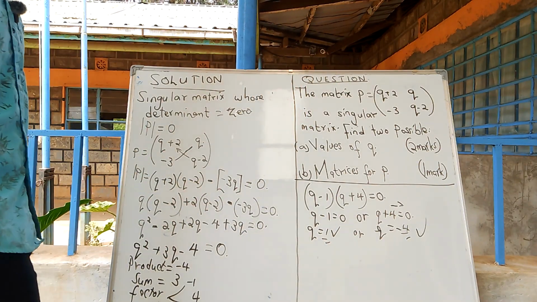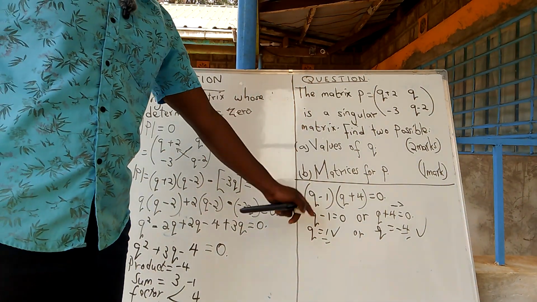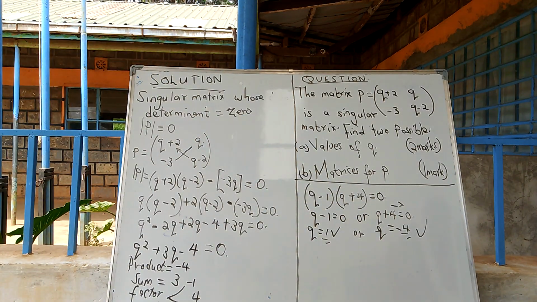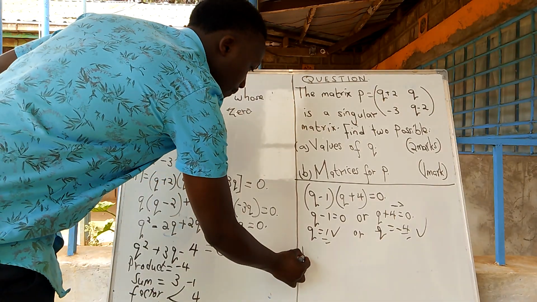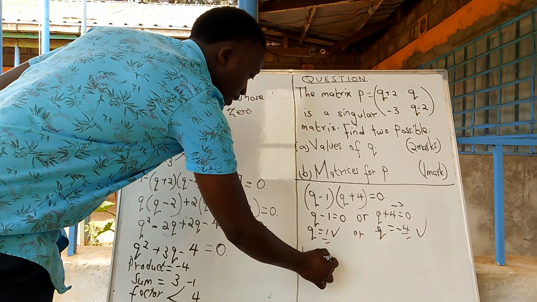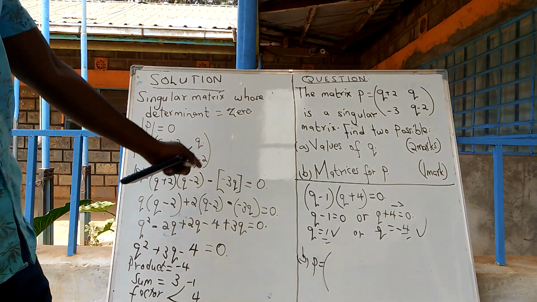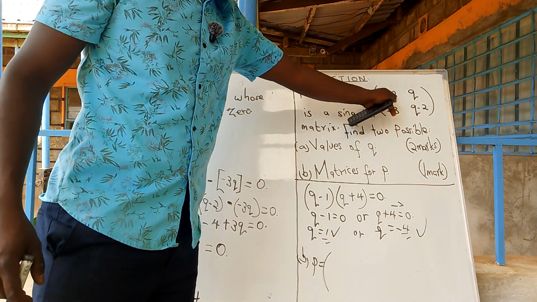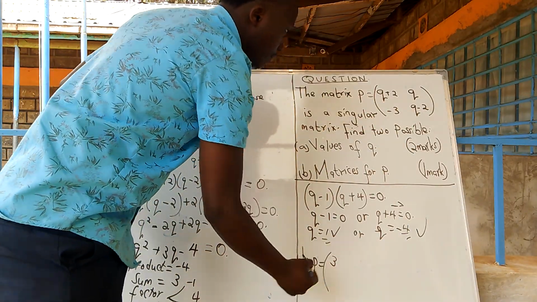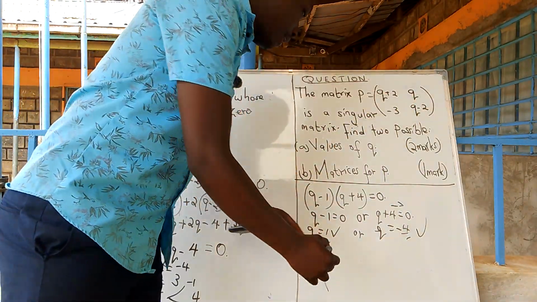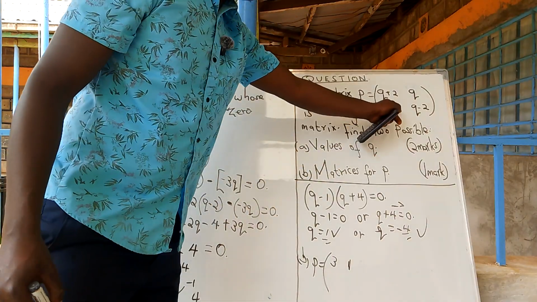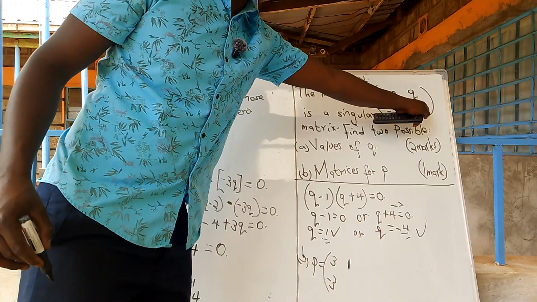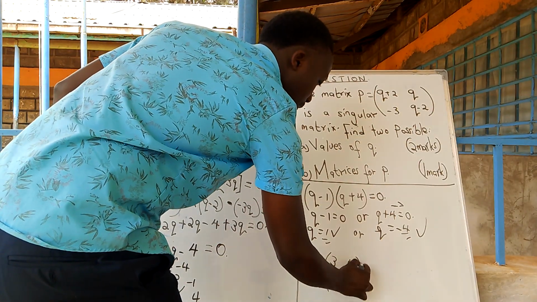Tusha solve A. A ni nini? Q is 1 or Q is negative 4. I hope umejionea hiyo. Tuende B. Possible matrices of P. So matrix P ni Q plus 2. Tuchukue Q ya kwanza 1. 1 plus 2 itakuwa 3. Then Q ni nini? Ni 1. Then negative 3. Then 1 minus 2 itakuwa negative 1.